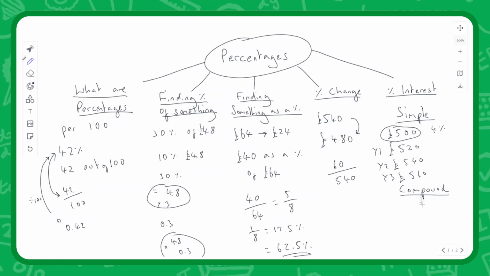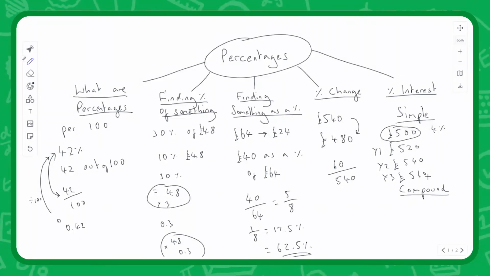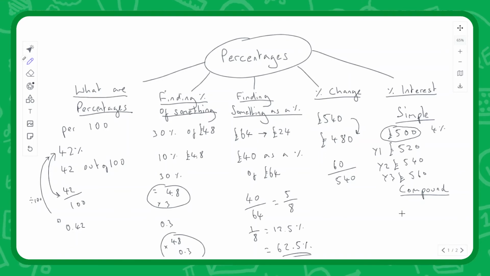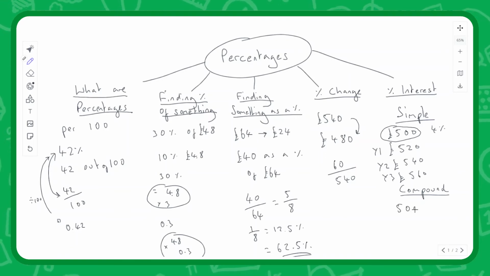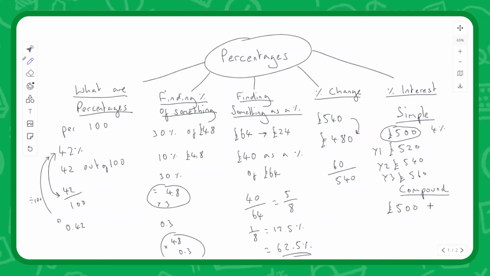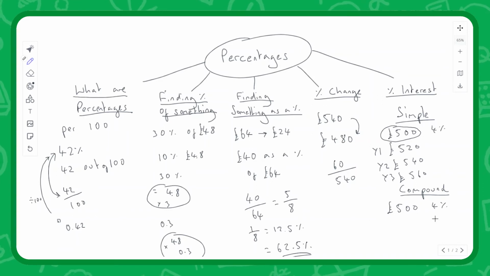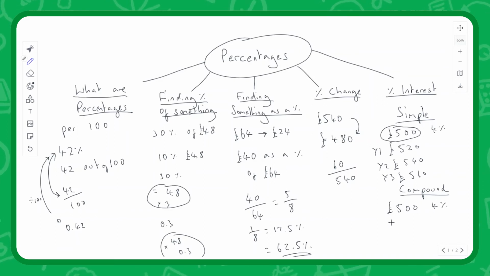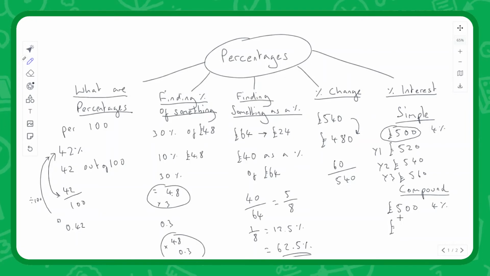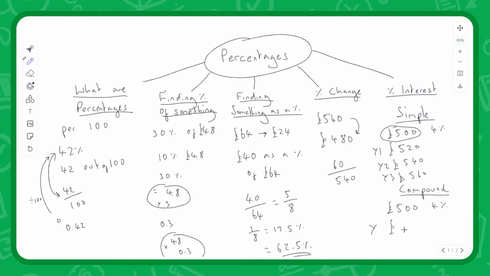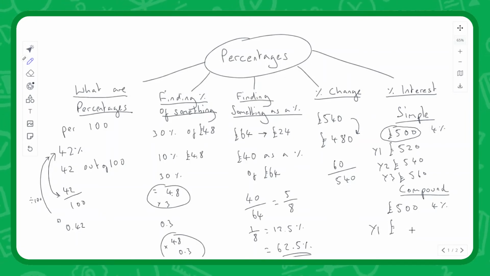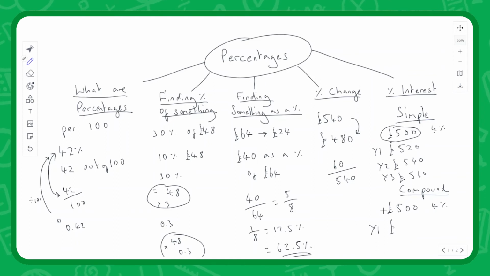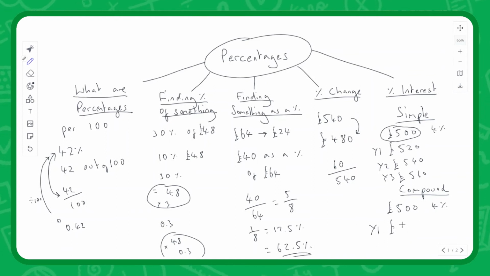Compound is slightly different. Compound looks at just the previous year. It doesn't care about what we started with. So again, let's stick with the same example, but in this case, we'll be adding on compound interest. So the first year is the exact same as the above case. After 1 year, we just add on 4% of the previous year. So in this case, it's 4% of 500. So we add on £20.